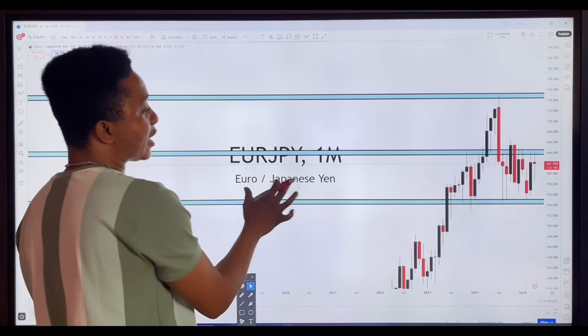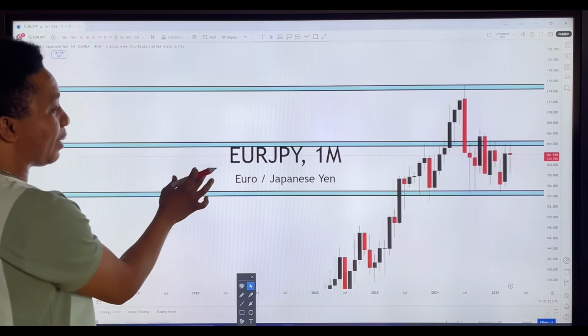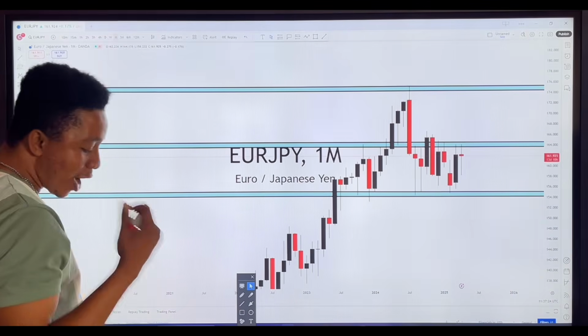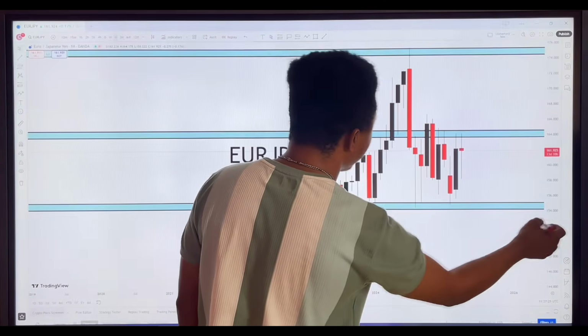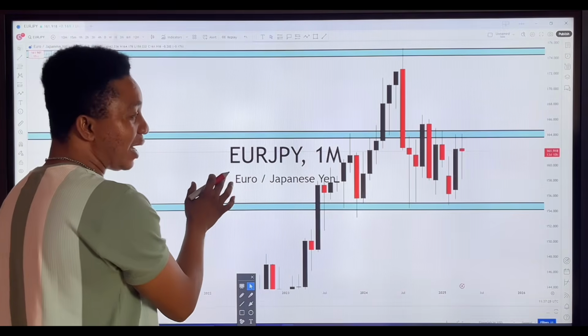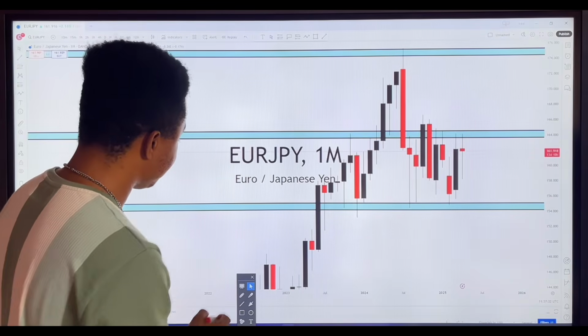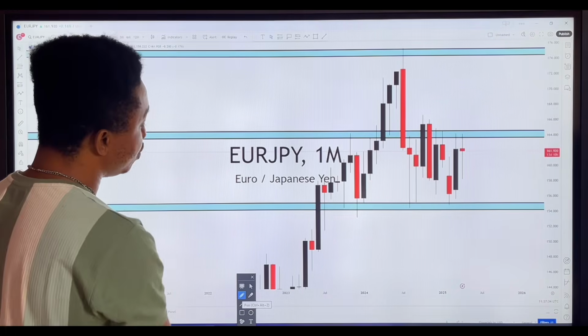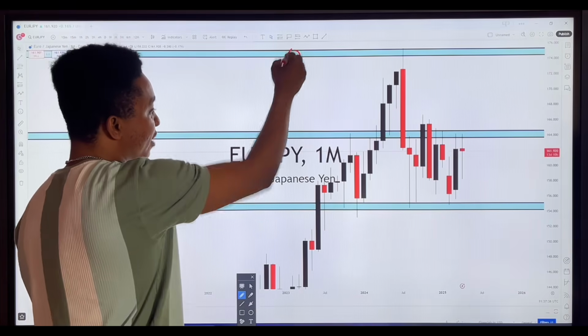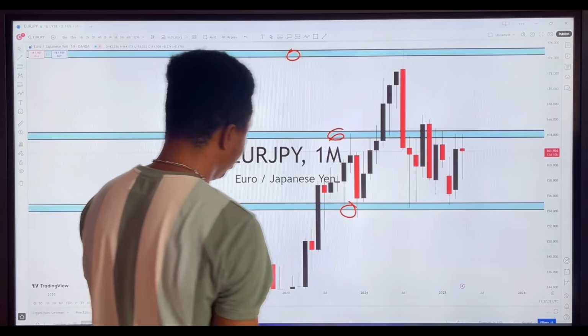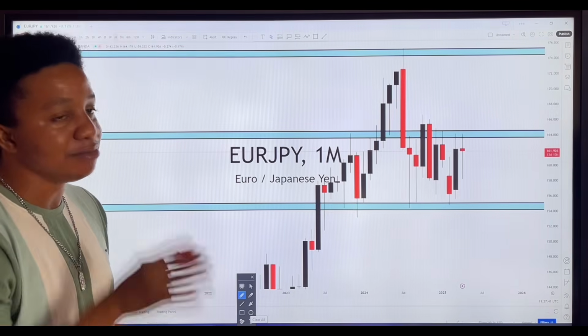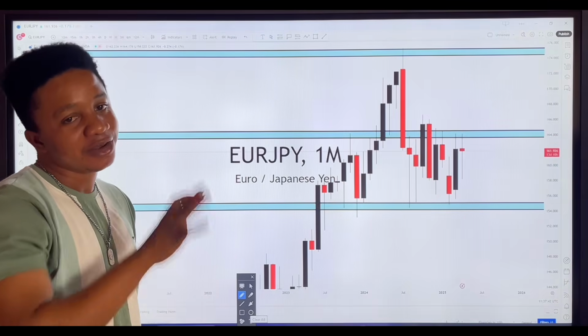We are going to take our time to dissect this pair, to know exactly where it is going in terms of the overall direction on the monthly. Then we look for entry into that direction. It is very simple. So this is UJPY on the monthly time frame. We have the monthly upper, the mid-range, and then the lower. What do you see on the monthly? We are seeing a break of structure, meaning that we are in a downtrend.